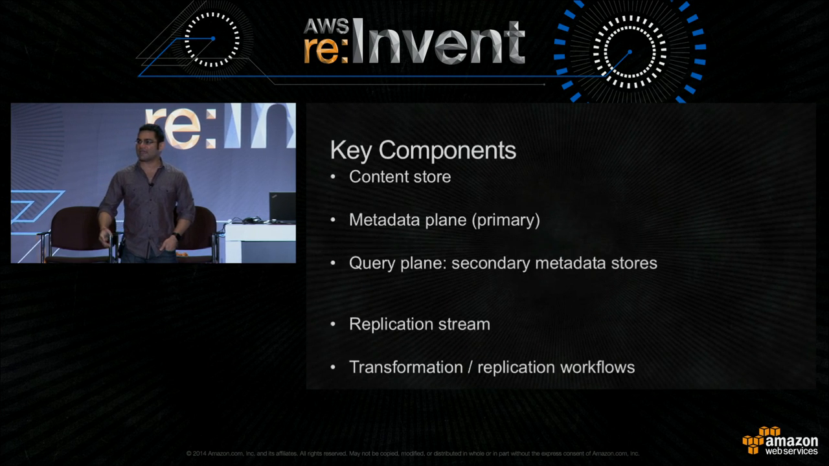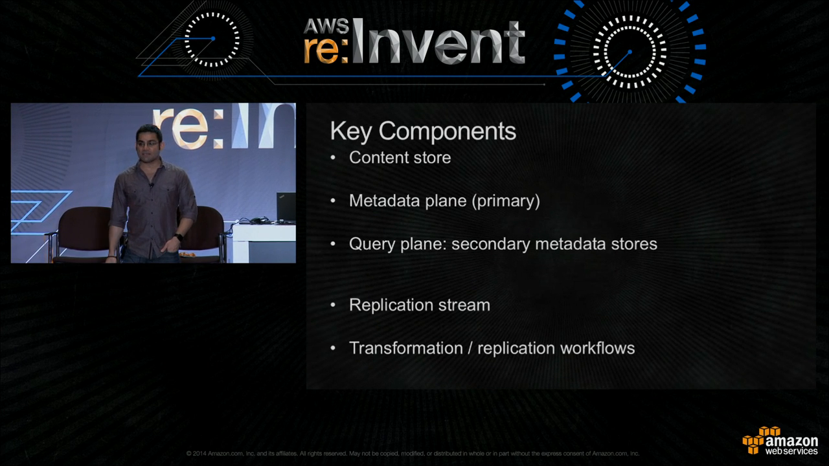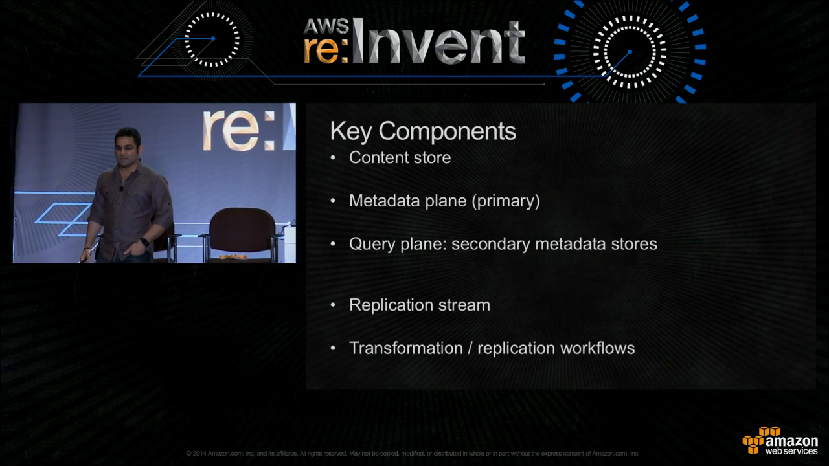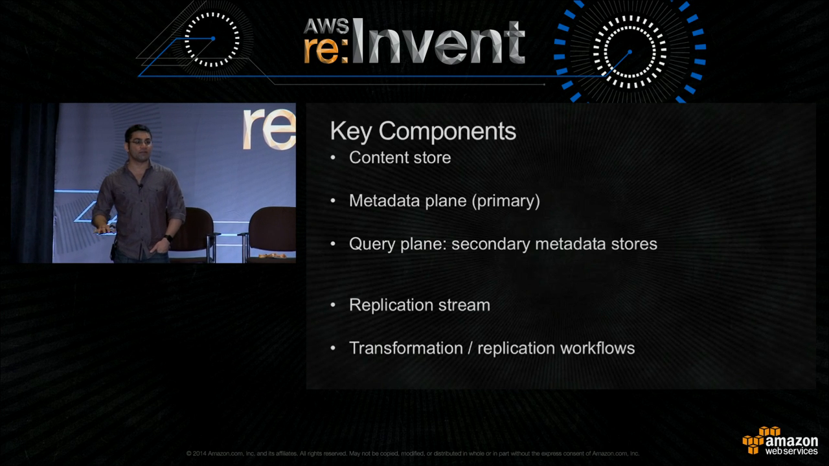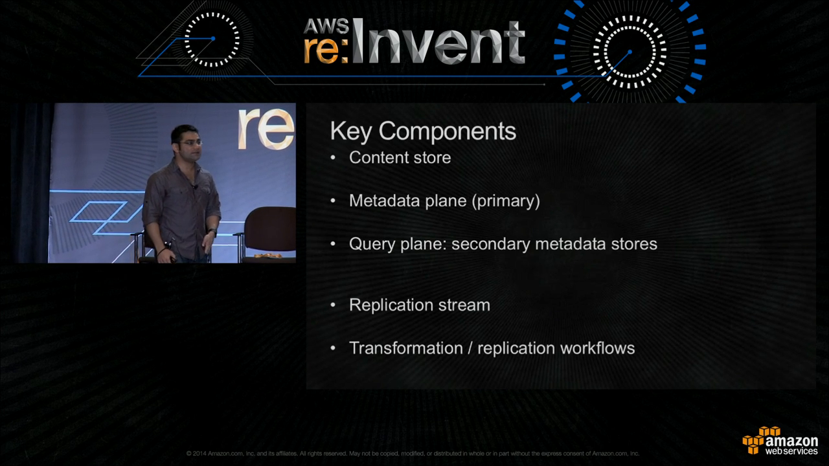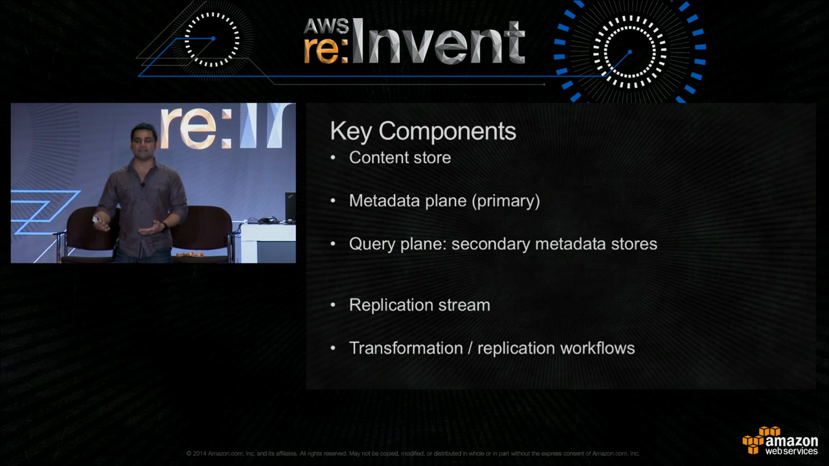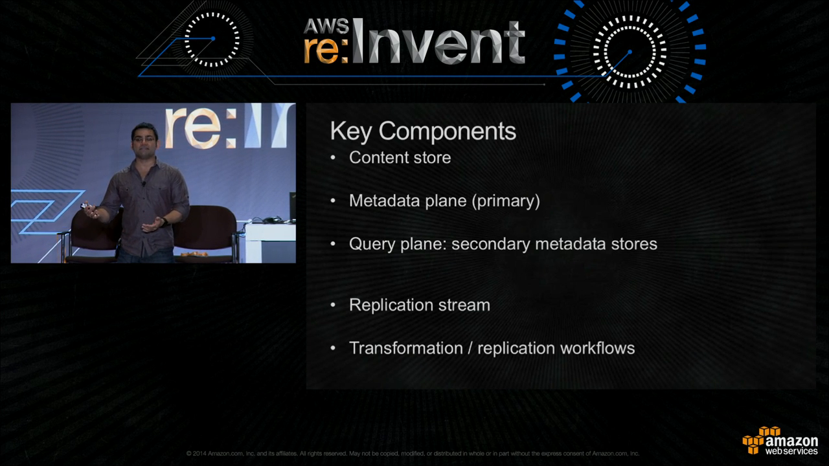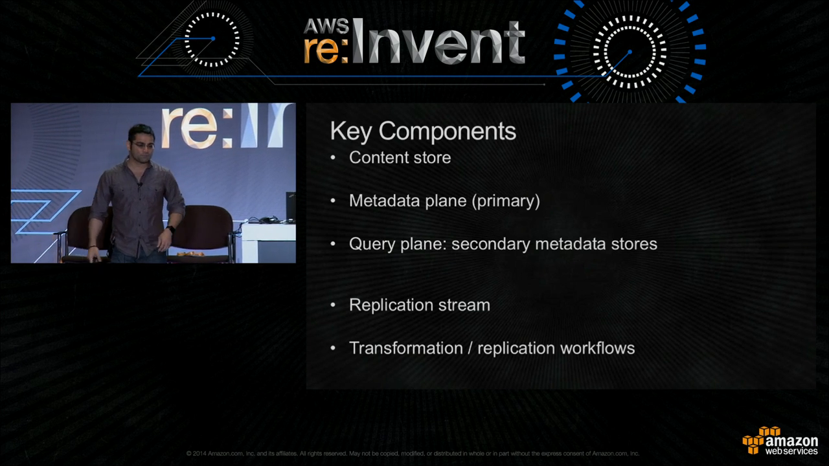So what backends am I describing? Well, key components of the architecture. We have a highly resilient, durable content store. Content here is the actual payload of the files. It might be the bytes of your PDF and so forth.